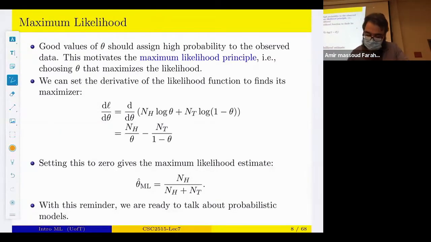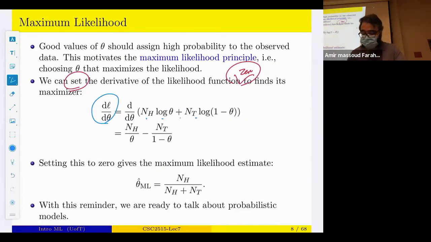If we can compute, I guess I should change the wording here. We can set the derivative of the value function equal to 0 to find its maximizer. There should be some 0 here. So this is the likelihood function, the log likelihood. We take the derivative of it with respect to theta. The log likelihood was NH times log theta plus NT times log of 1 minus theta.